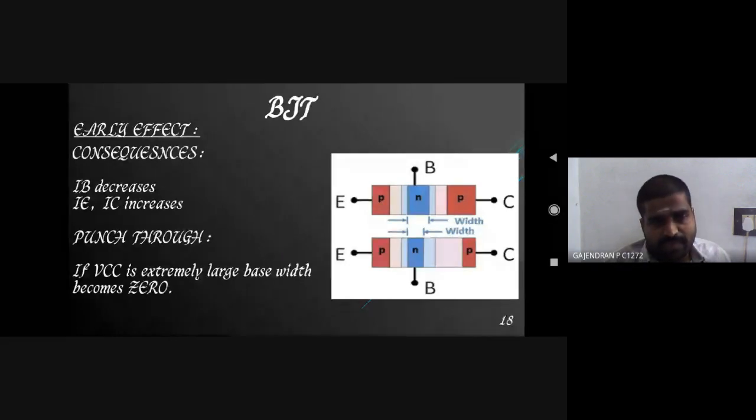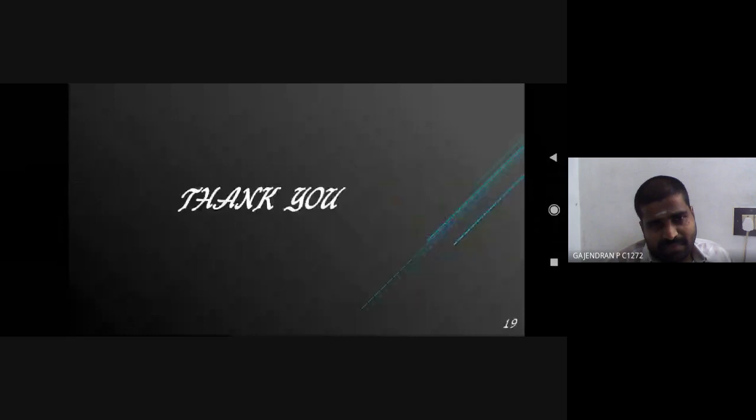The consequences of the early effect are that IB current decreases and the emitter and collector currents increase. Punch through: when the base width becomes zero, if VCC increases abruptly, this condition is known as punch through.